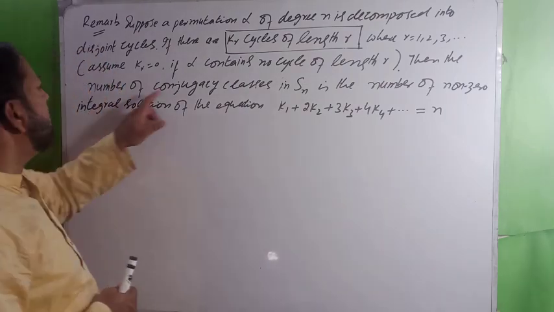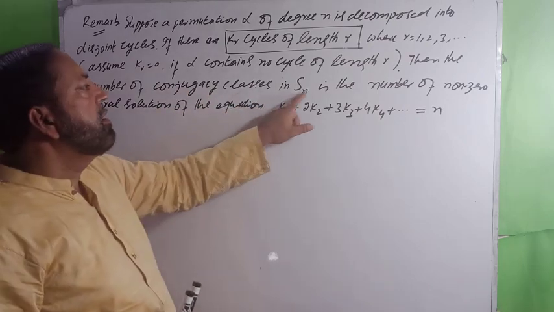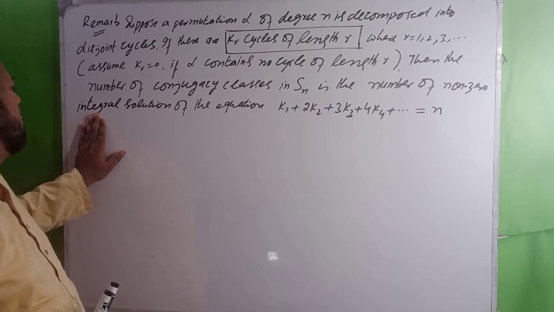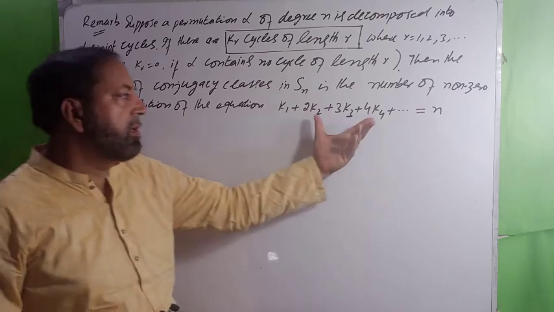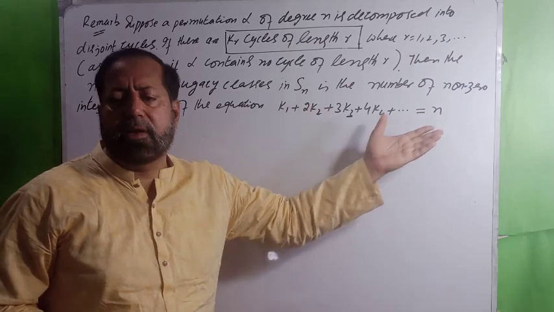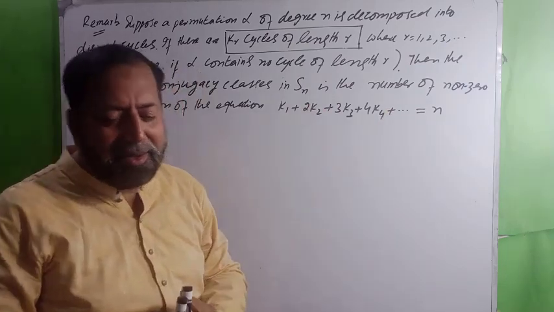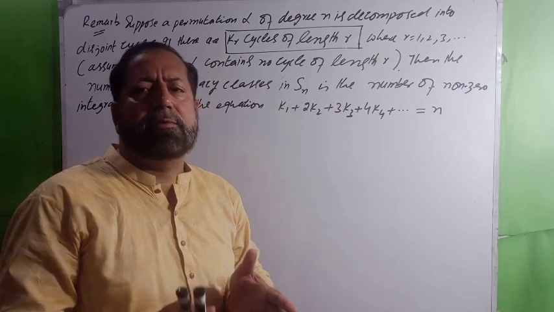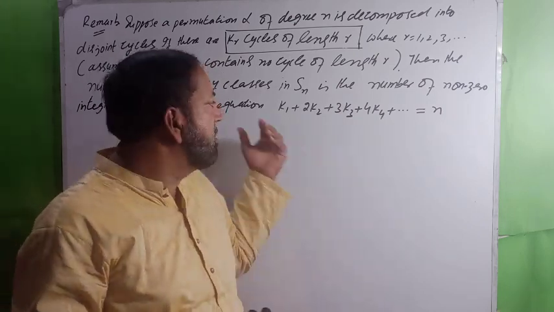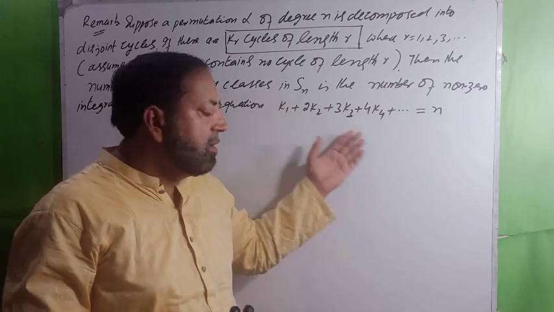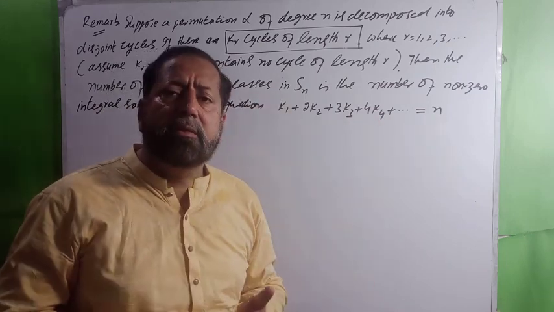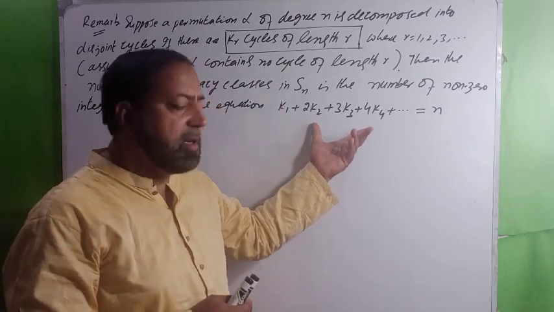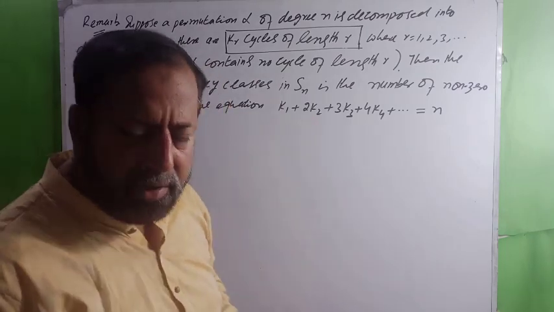Then the number of conjugacy classes in Sn is the number of non-negative integral solutions of the equation. This is also a type of Diophantine equation. Again, you have to use a little number theory. However, without number theory, you can also solve this equation with the help of some trial methods. You need to be a little intelligent.